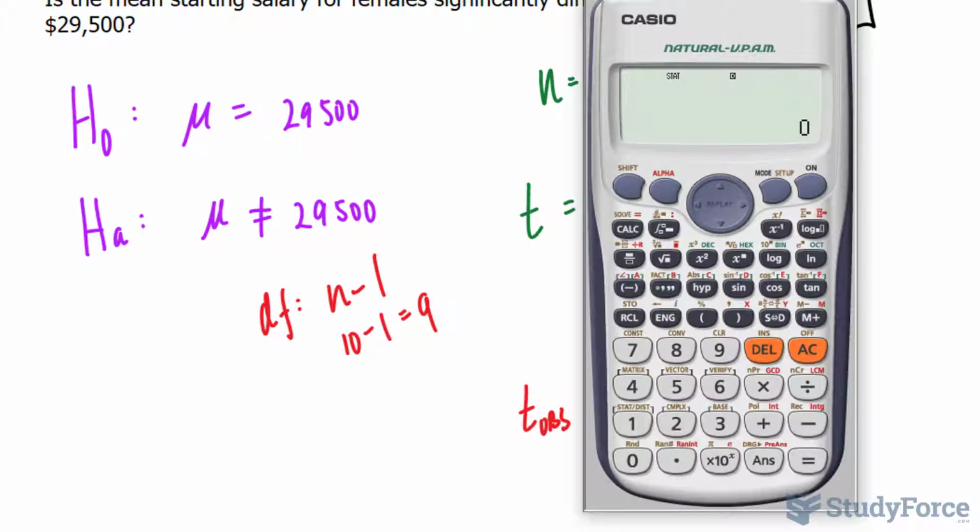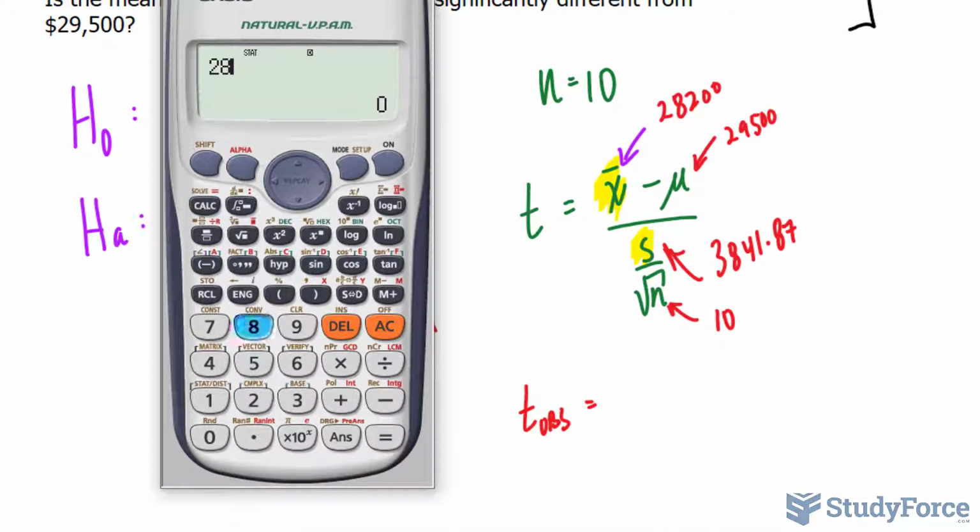Using our calculator, 28,200 minus 29,500, divided by 3841.87 divided by the square root of 10. This gives us a t observed value of negative 1.07.